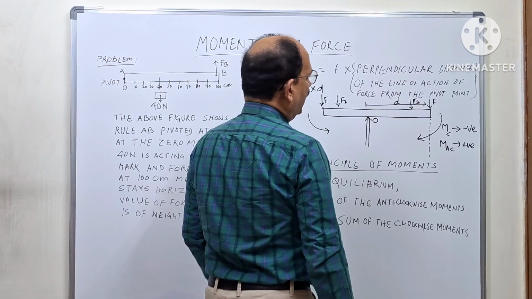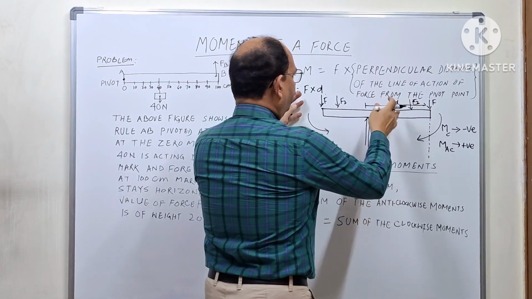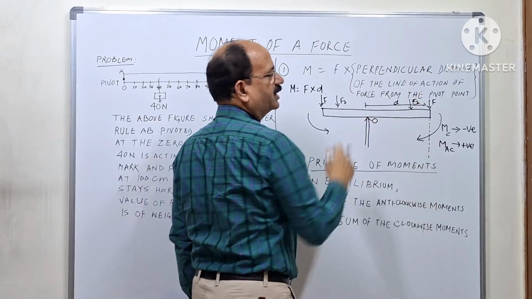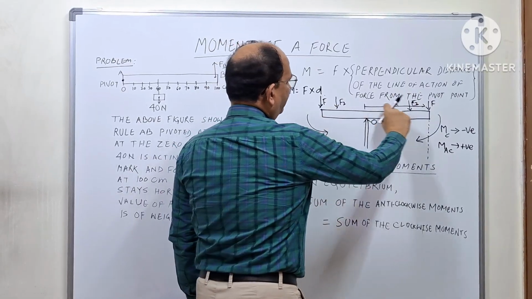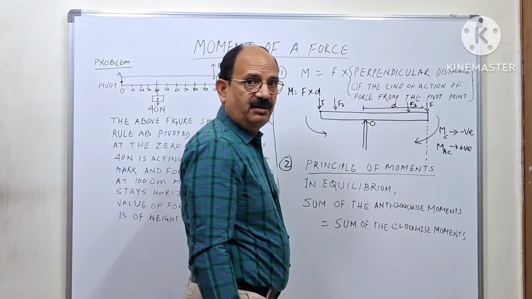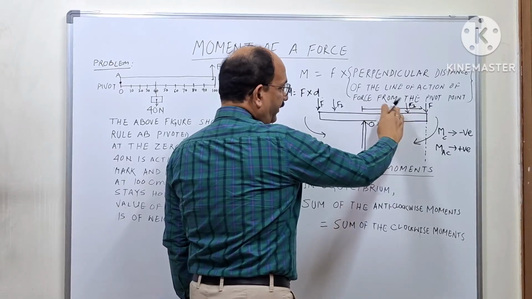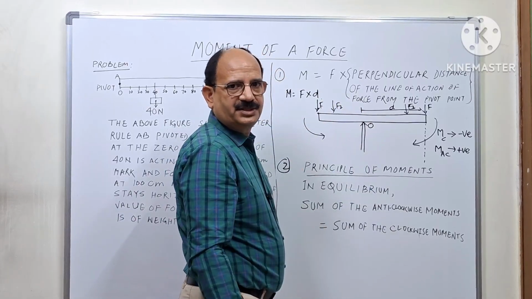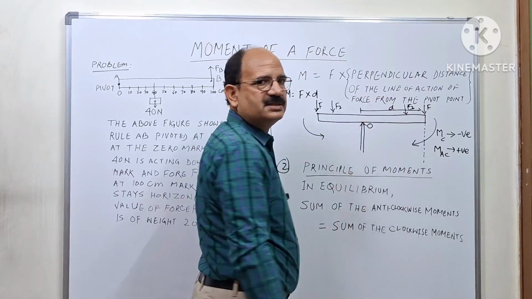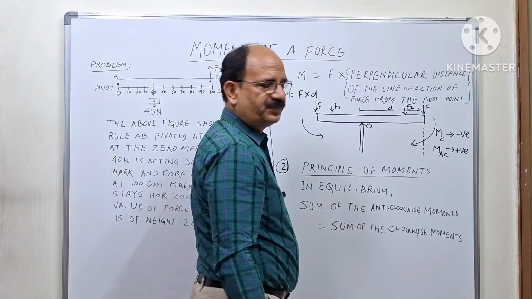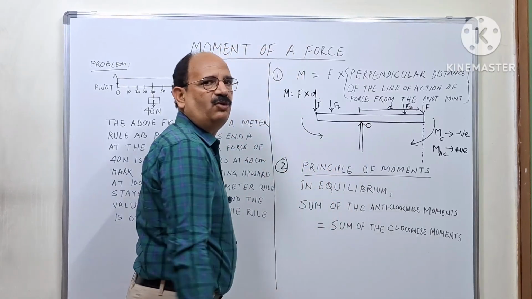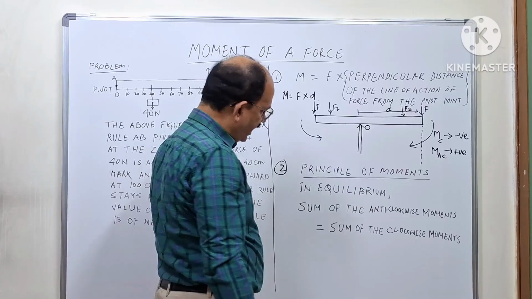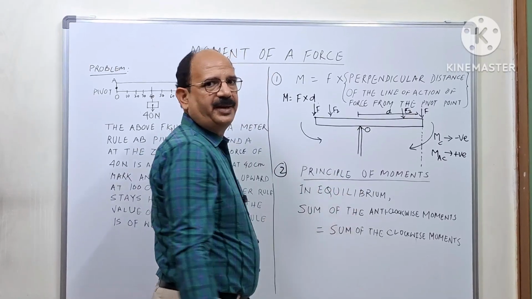Now, if we end up in a situation where despite all these forces being applied, the rod remains horizontal, what does that mean? That means that the turning effect in the clockwise direction and turning effect in the anti-clockwise direction is equal, and therefore the rod remains straight, horizontal. Correct? This is what is called principle of moments. That the net rotational effect is zero in that case, which is kind of equilibrium condition.